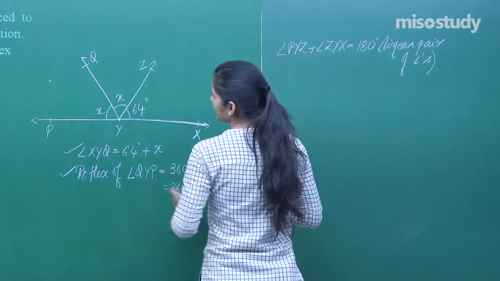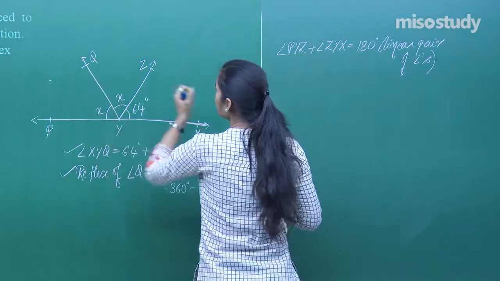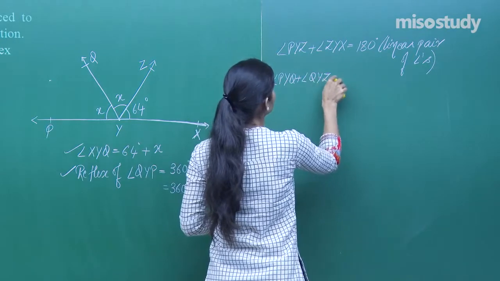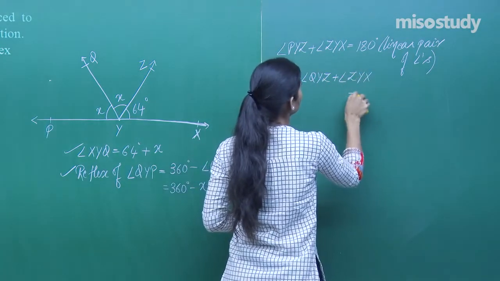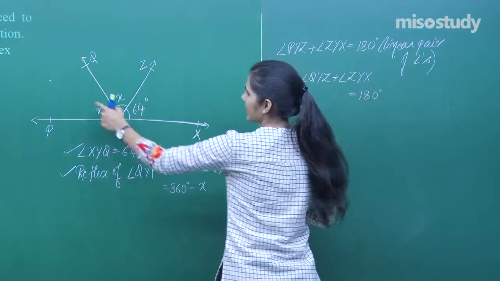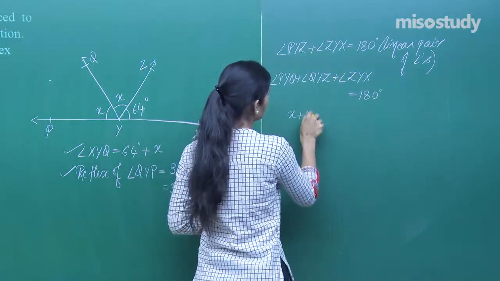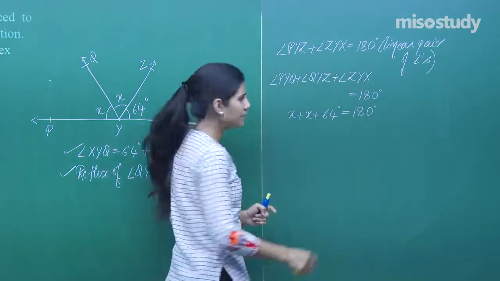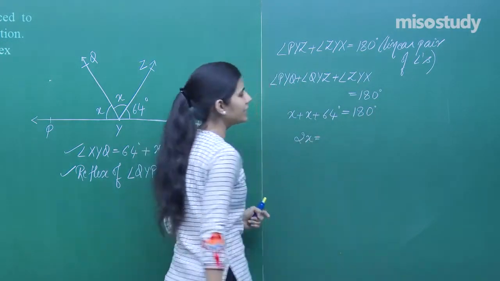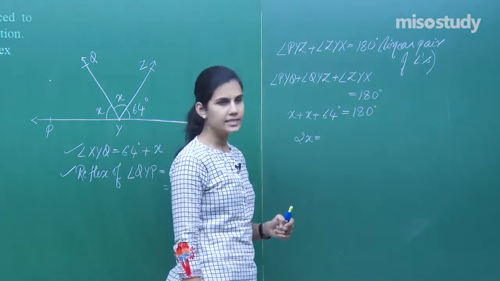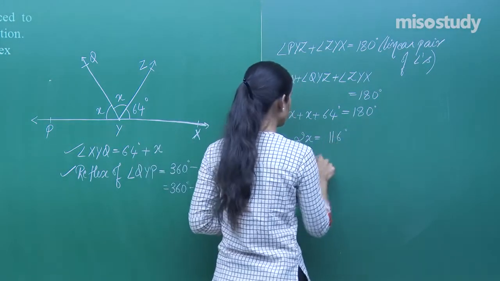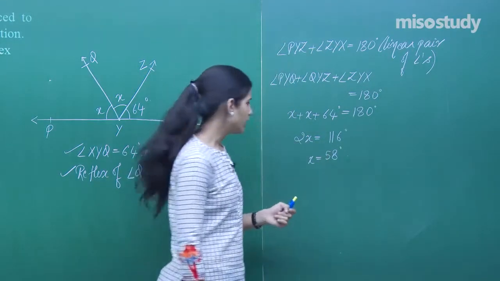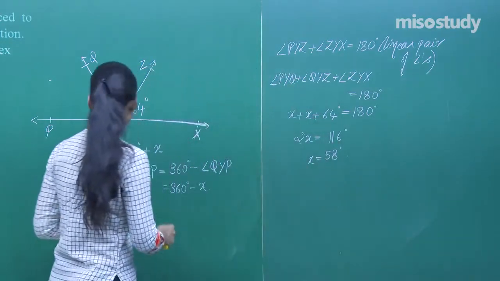But PYZ is equal to PYQ plus QYZ. This is x plus 64. Fine. That is 2x is equal to 180 minus 64. That is 116. So x is equal to 58. 116 upon 2. The moment x is 58, what is angle XYQ?